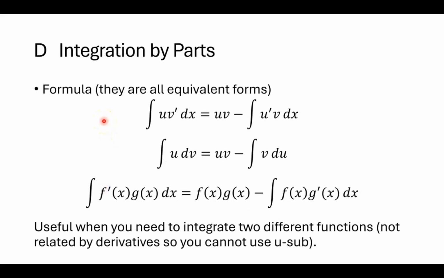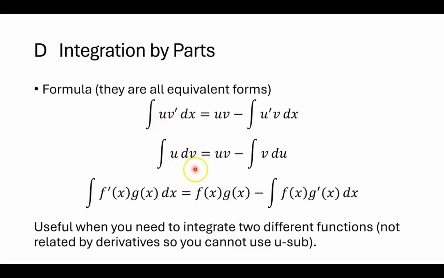So the first thing you need to know are obviously the formulas for integration by parts. These are the three formulas you may see. They are all equivalent forms, just written out differently. The first one here is the one used in the textbook. It says the integral of u v prime dx equals uv minus the integral of u prime v dx, and u and v are functions of x.